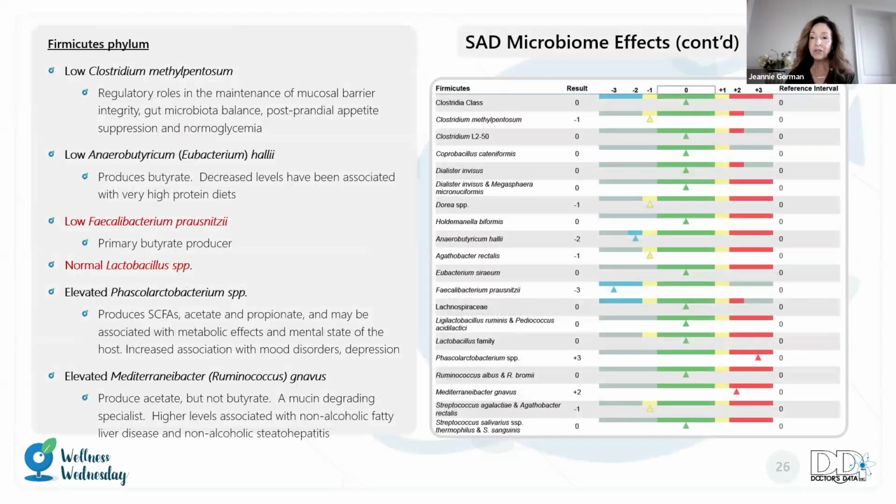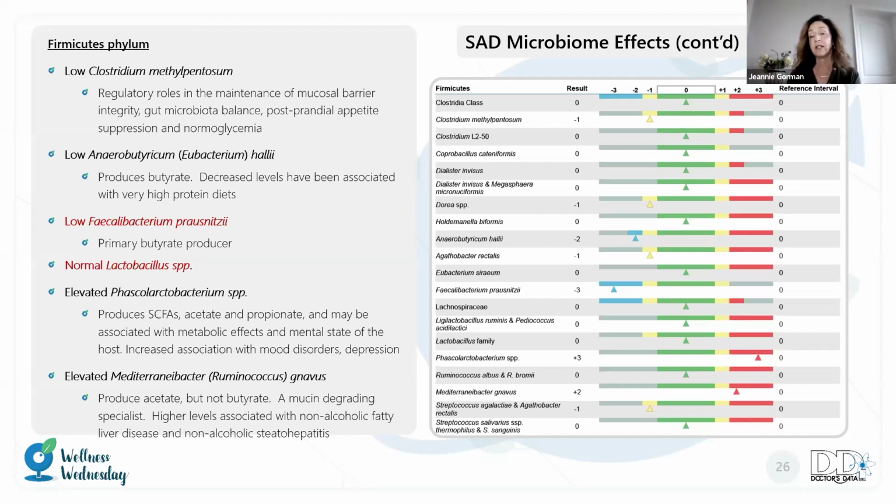The Firmicutes phylum is the next page on the test. It houses many of the key butyrogenic species, so butyrate-producing bacteria. Butyrate is very important. We'll talk about that next. But usually we'll see a low Clostridium methylpentosum. We'll see a low A. hallii, or E. hallii as it used to be, a low Faecalibacterium. All of these lows are suffering due to poor soluble fiber and not enough presence of the cornerstone species like the Bifido and the Lactobacillus.